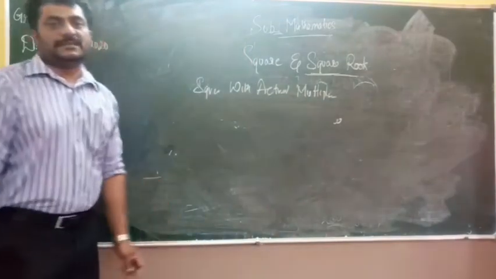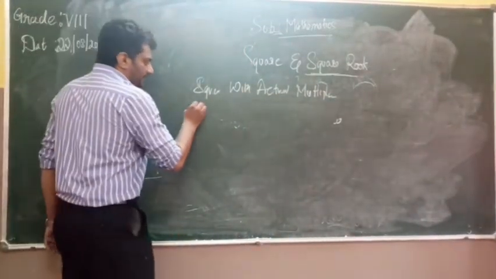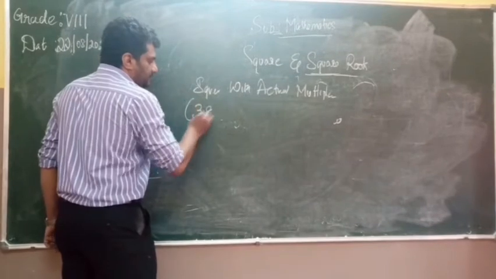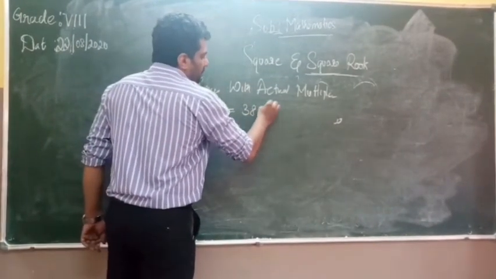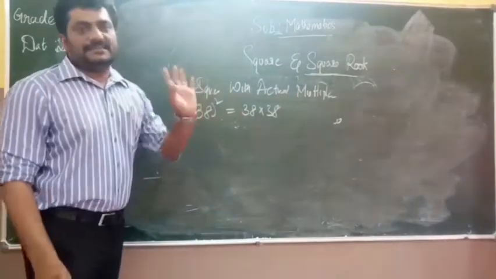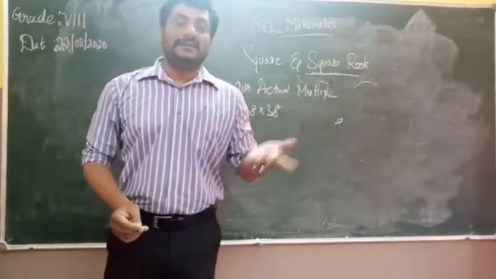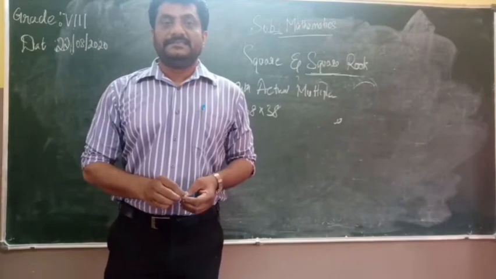Without actual multiplication, that means if I have to find 38 square, how do we do it? We do 38 into 38. They're asking, they don't want this method. Is there any other method? Yes, there is a method.